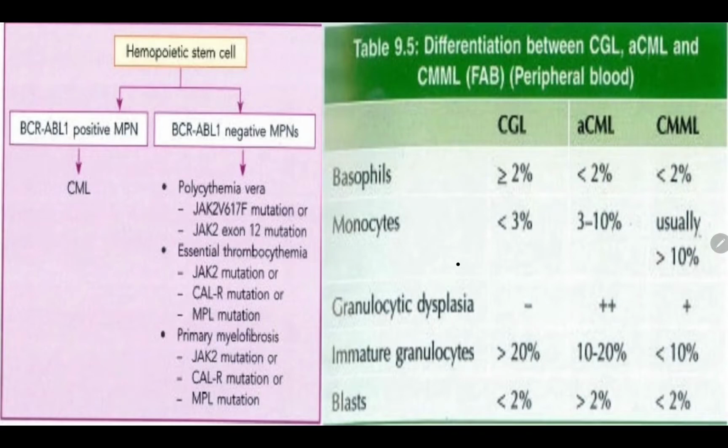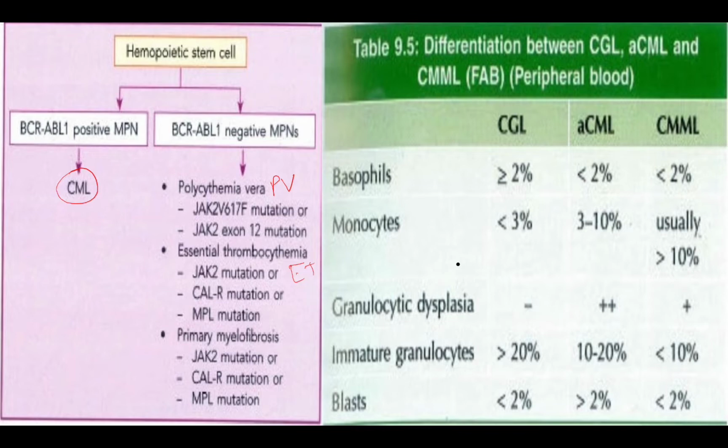Now, the hematopoietic stem cell has two types of morphologies. One is the BCR-ABL positive MPN and another is the BCR-ABL1 negative MPNs. Positive is the CML and the negative includes the polycythemia vera, essential thrombocythemia, and the primary myelofibrosis, which have the mutations like JAK2, CALR, MPL. These three are the driver mutations for the BCR-ABL negative MPNs.